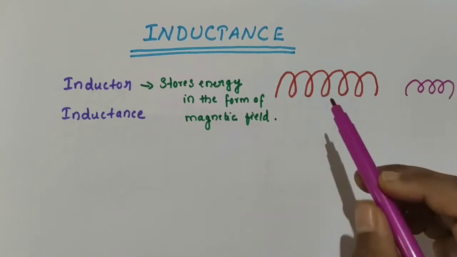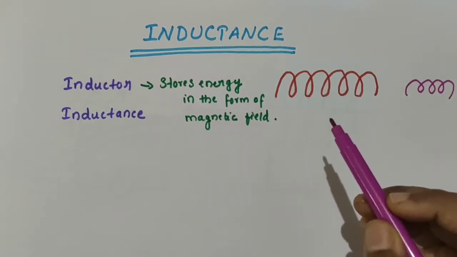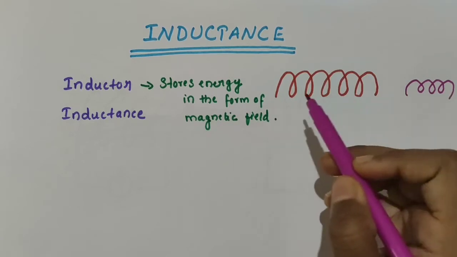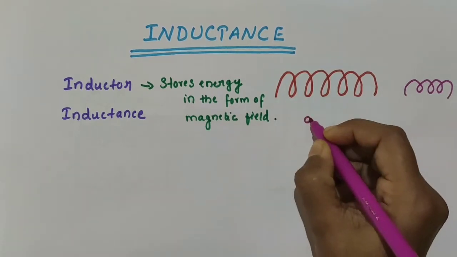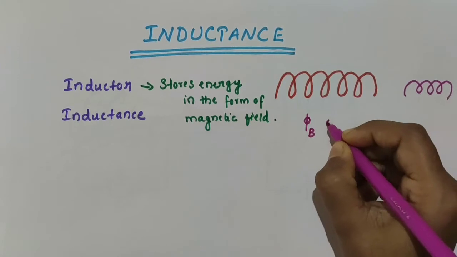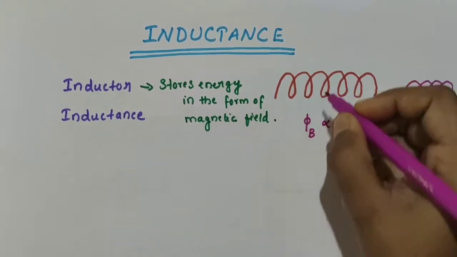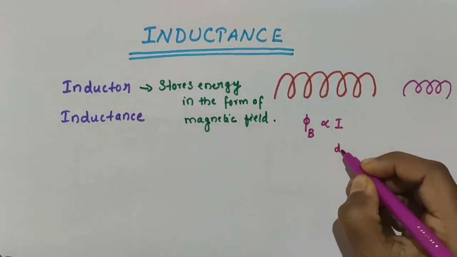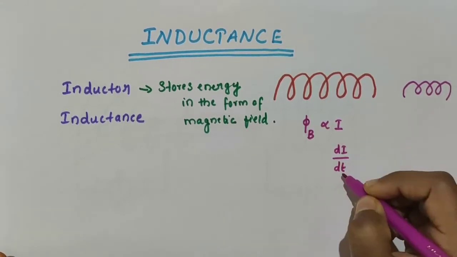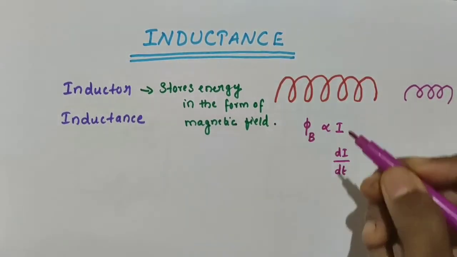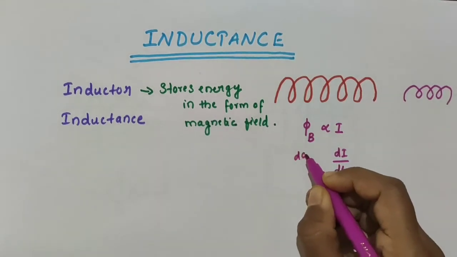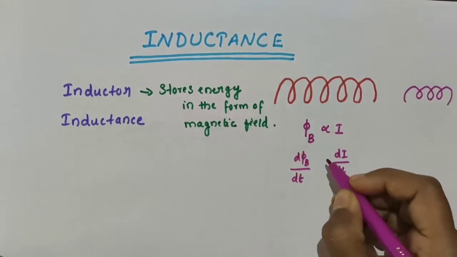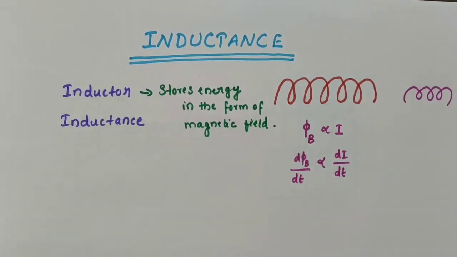The flux through the coil is actually proportional to the current flowing through this coil. So I am taking the magnetic flux through the coil as phi b. It is proportional to the current flowing through this coil. Now, if the current varies with time, we can write it as di by dt, and there will be a change in flux with respect to time, so we can write d phi b by dt. So d phi b by dt is proportional to di by dt.